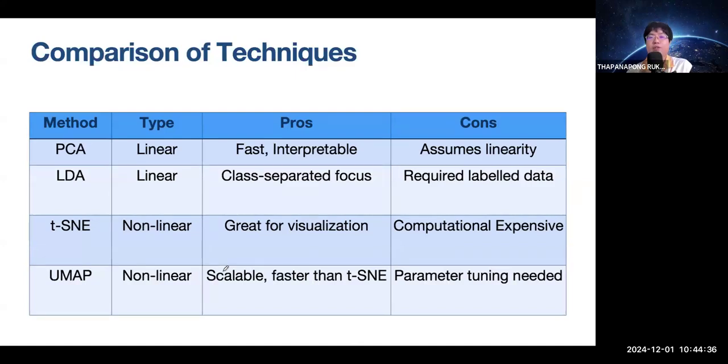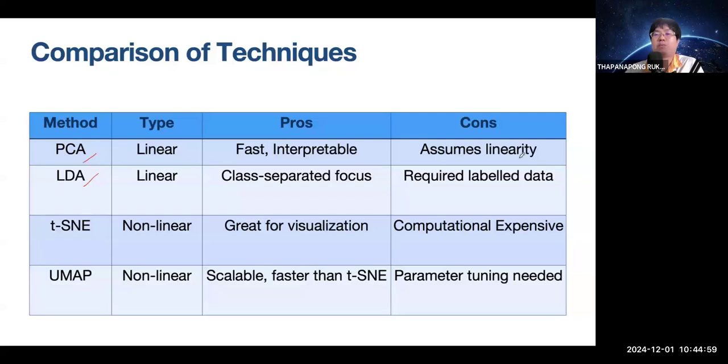So if we compare each technique, right? We have PCA and LDA. These are the linear functions. And the good thing about PCA is it's very fast and you can interpret the result, right? Because it's the eigenvalue, eigenvector.